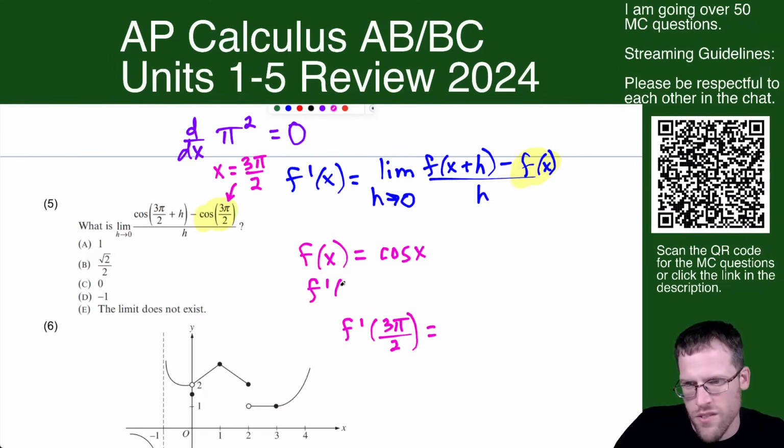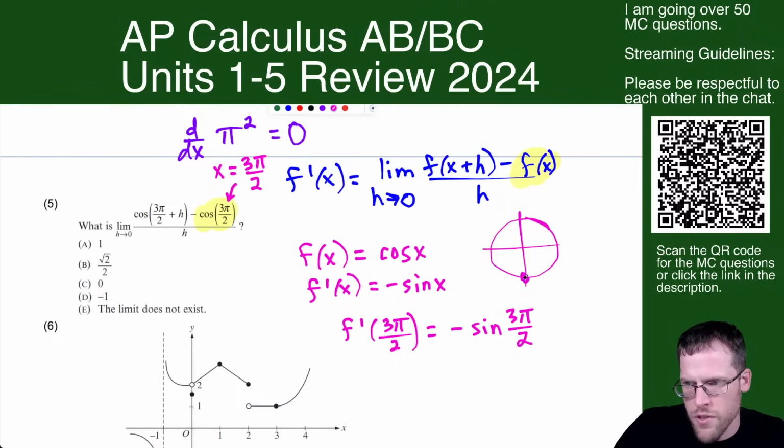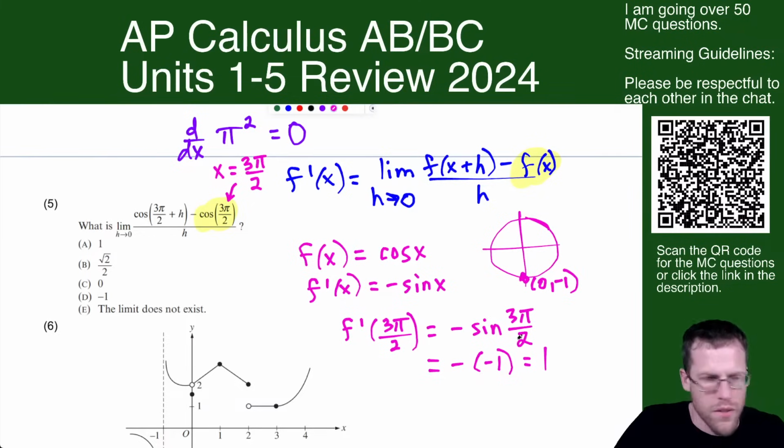But I just tell students, just L'Hopital. L'Hopital is pretty reliable. So here, f prime is negative sine x, so we would get negative sine 3 pi over 2. And sine of 3 pi over 2, just know the unit circle. 3 pi over 2 is down here, and the y value here is negative 1. So this is negative 1, which makes positive 1. Okay, so 5 should be choice A.